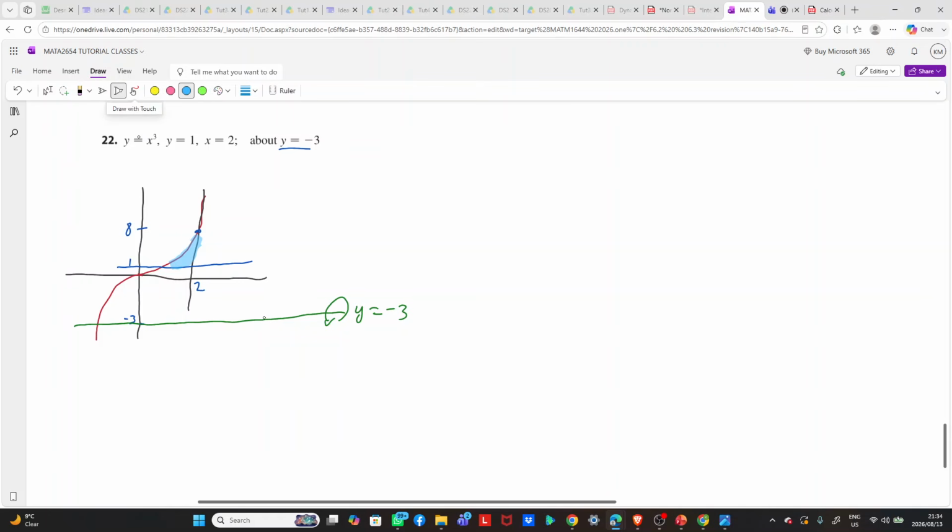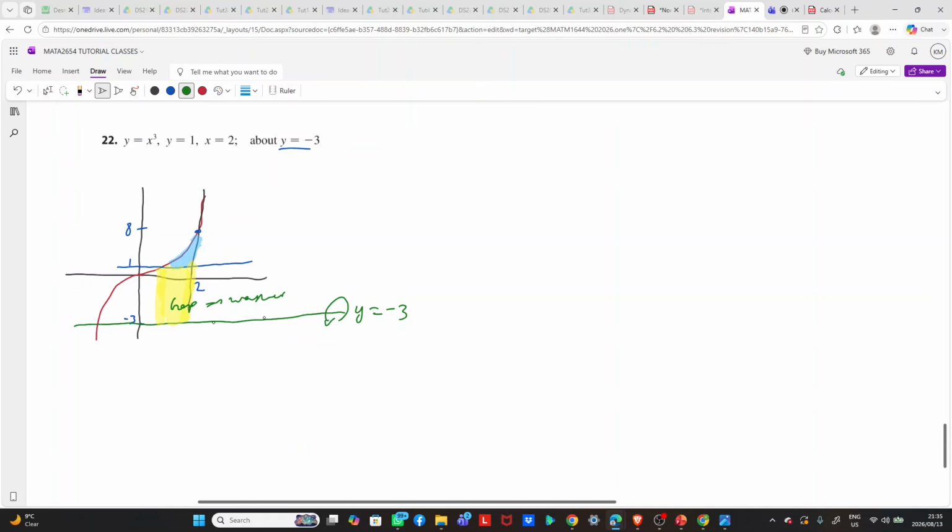So can you see now that there is a gap between our bounded area and what you call the axis of revolution? So this tells you washer method. So you have a gap right there. This implies you need to use the washer. Okay, fine.